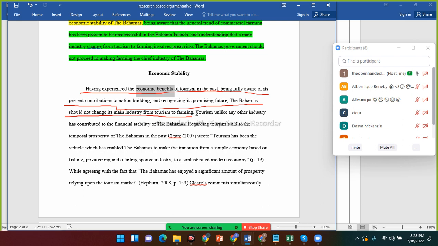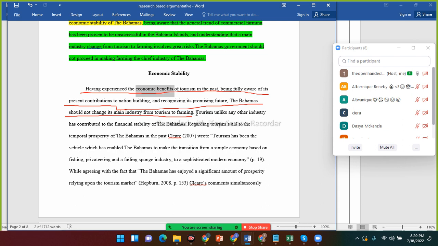So in the rest of my body, I'm going to be talking about how tourism helped the Bahamas in the past, how tourism helps the Bahamas currently, and how it can help the Bahamas in the future. You know that based on what? My topic sentence alone. So you can't just run into your paragraph. You have to begin with your topic sentence. What is your topic sentence?